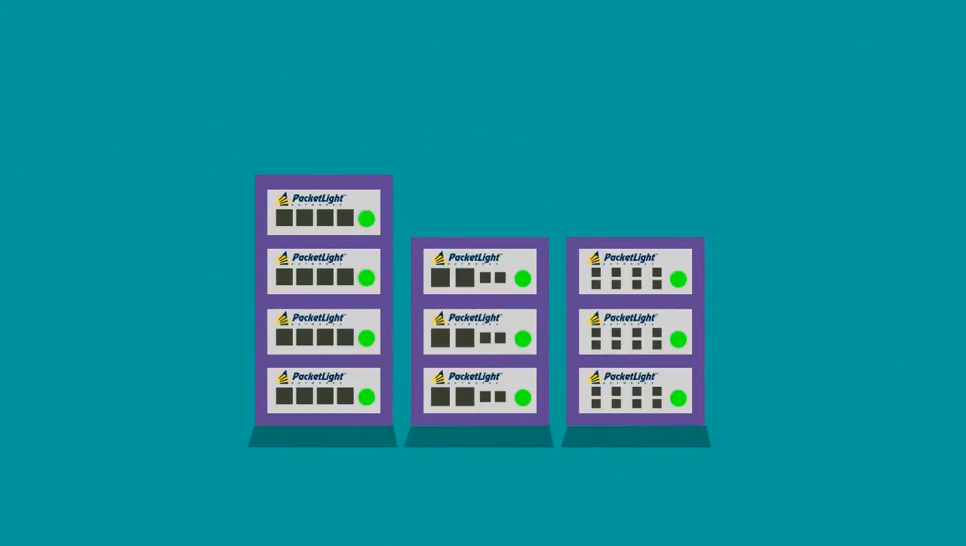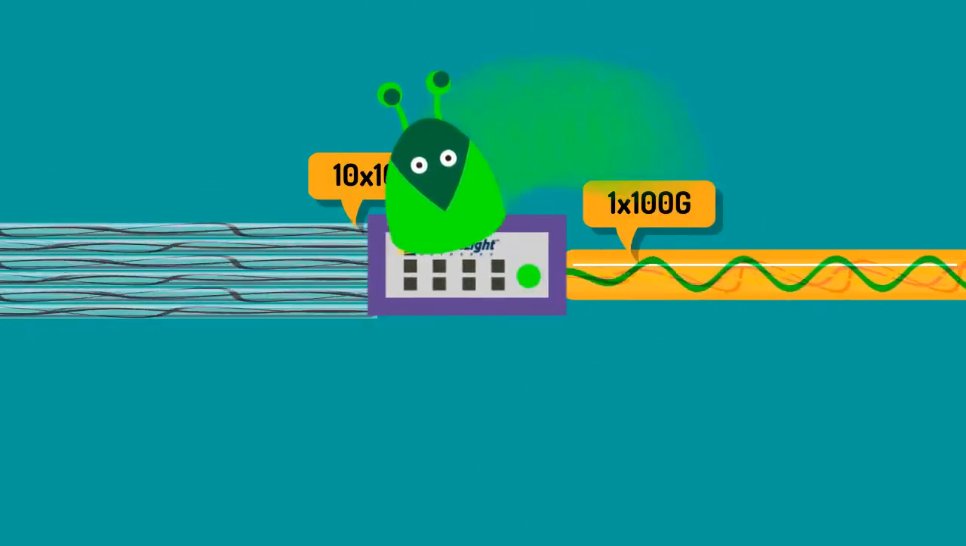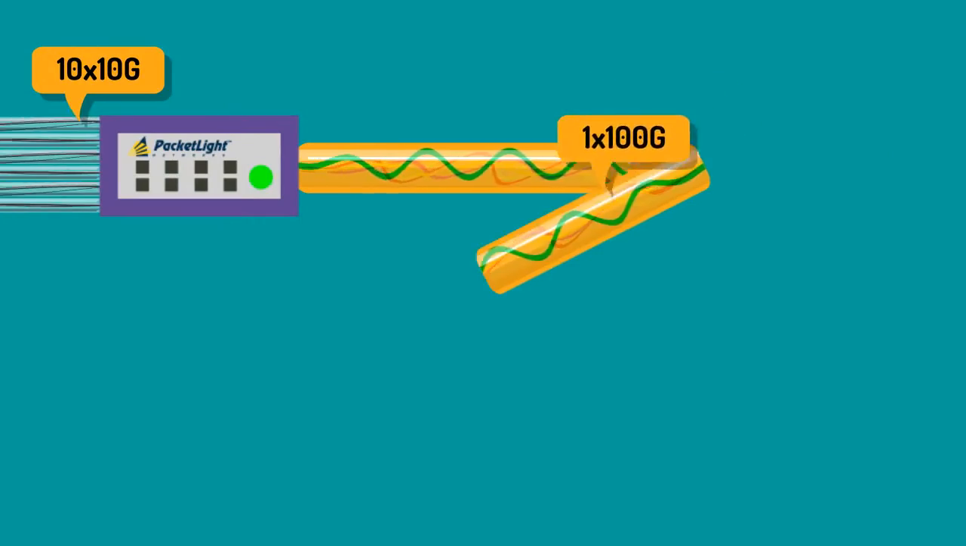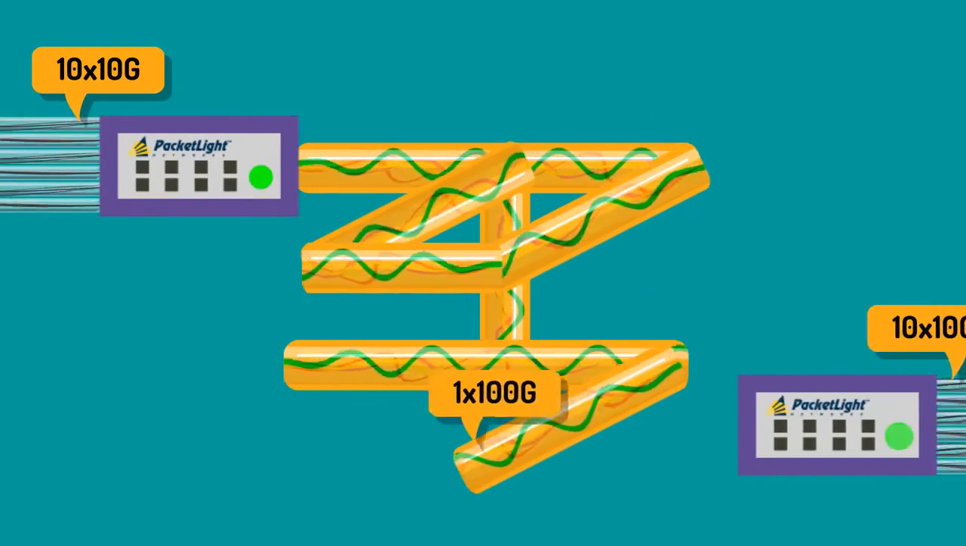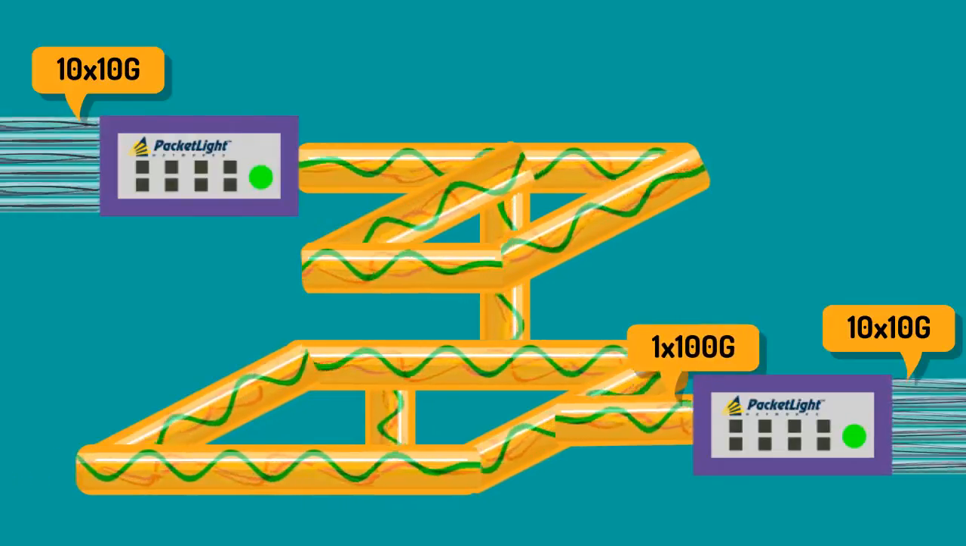PacketLight's OTN Muxponder family of products makes efficient use of alien wavelength to obtain more capacity without making any changes to your network. Simply add it to your network and get as much capacity as you need.